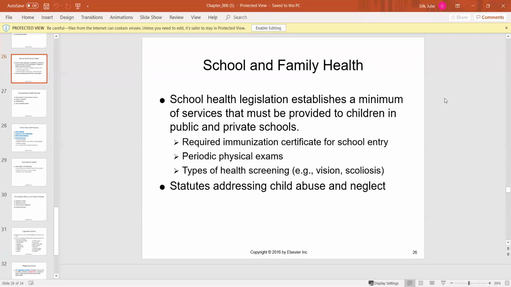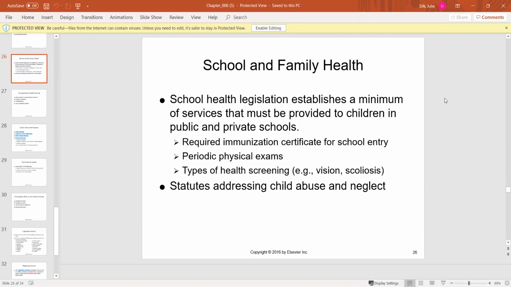Okay, with school health, legislation establishes a minimum of services that must be provided to children in public and private schools. For example, it's required that immunizations be on file for every kid, that you have it documented that everyone's had their appropriate immunizations to attend school. They also have to have periodic physical exams, or they do vision and scoliosis screenings in school when you're younger. That's something that is established that they have to do.